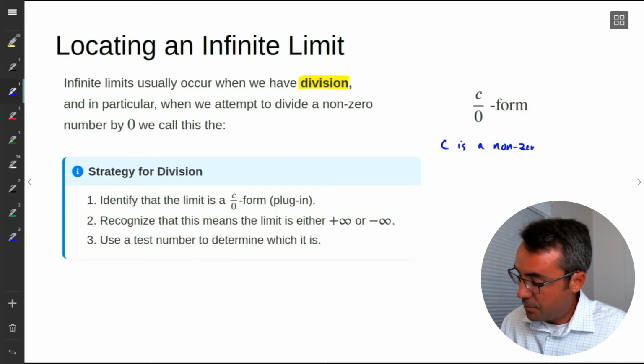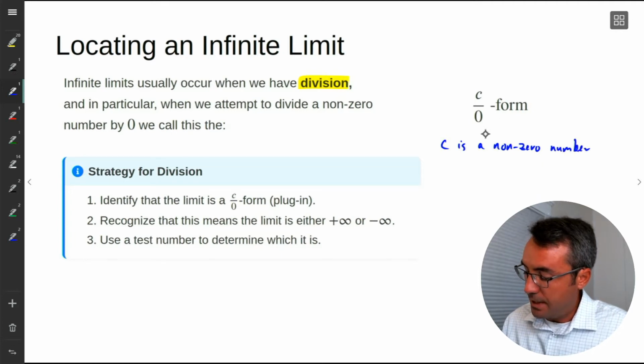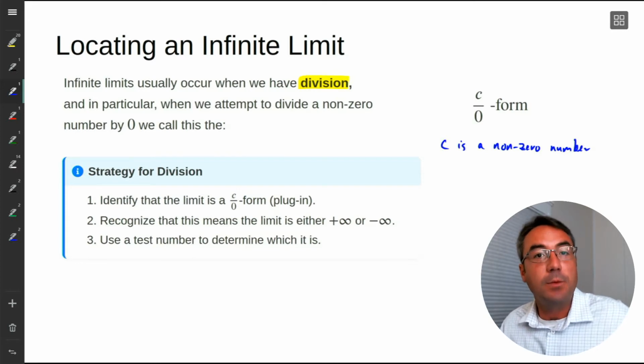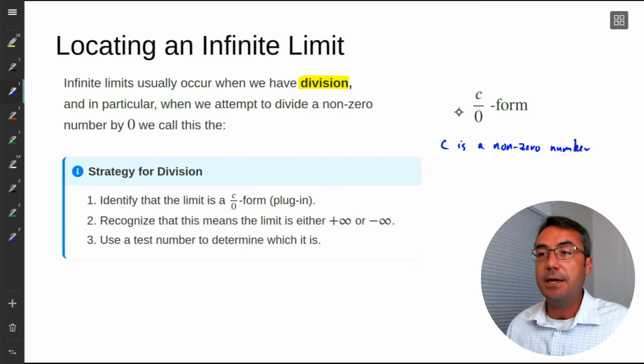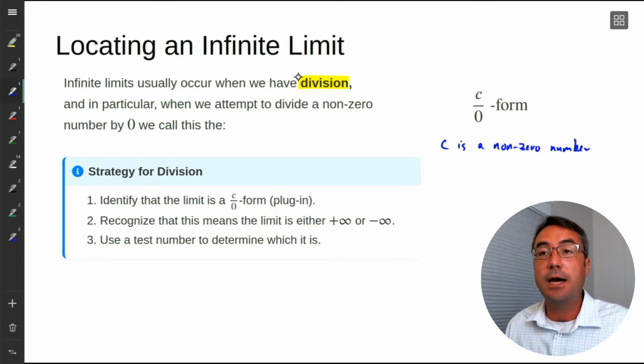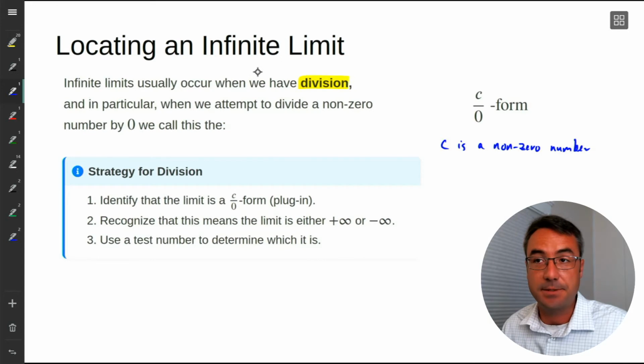It can be any other number except 0. And what we're trying to do is divide that by 0, which we normally can't do. But what's happening here in the behavior of our function is it's getting either really large positive or negative. So being able to identify these forms is going to be very important to helping us locate an infinite limit.